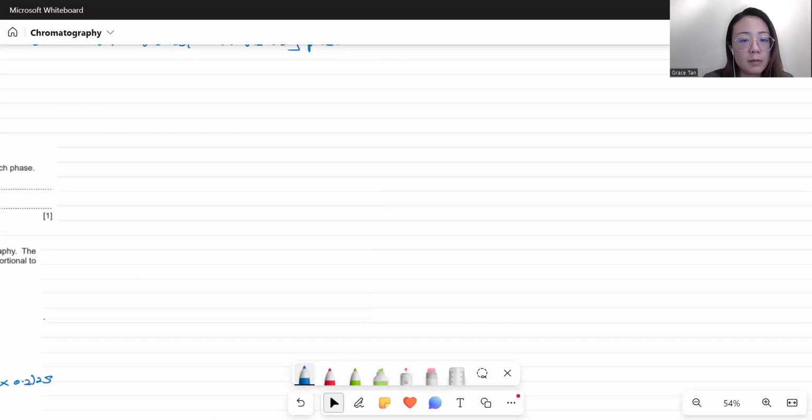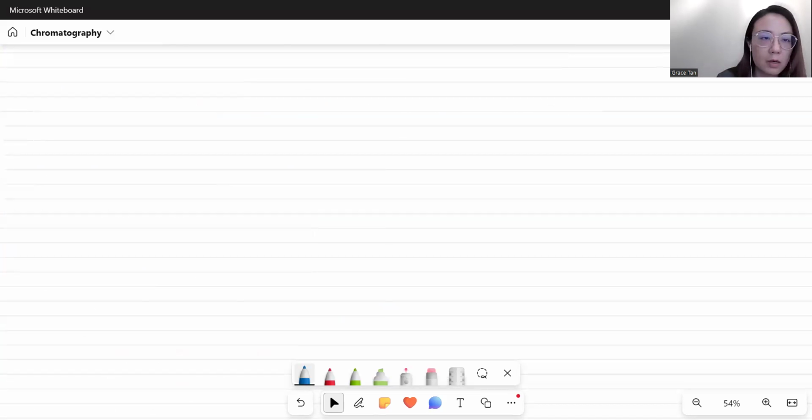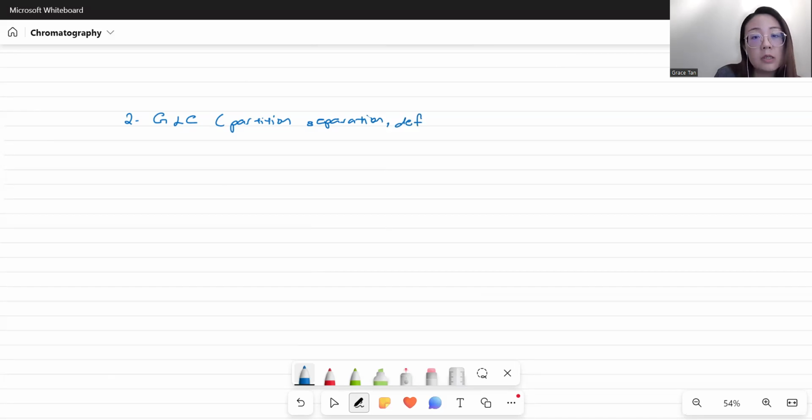Before I close everything up, I want to do a short summary. Number 2. For gas liquid chromatography, first, it is an example of a partition type of separation. They are partition chromatography, separation based. And are you able to give me the definition of partition separation? You fill in the blank.